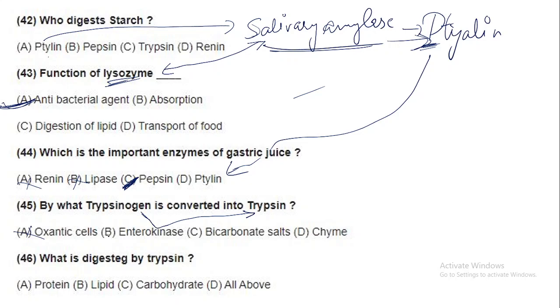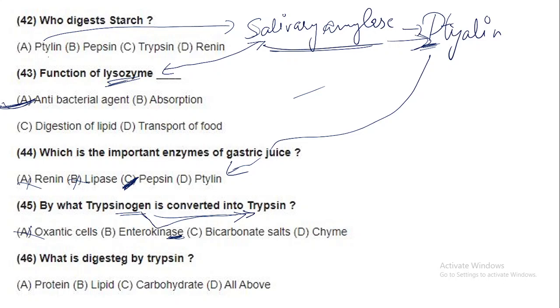Enterokinase is the enzyme produced by the crypts of Lieberkühn. Crypts of Lieberkühn are intestinal glands. This enzyme, because it ends with ASE, it's an enzyme, acts on inactive trypsinogen to form active trypsin. You remember I gave an example that trypsin is the one that wakes up first in the house and goes on waking up all the other enzymes. So, it is the enterokinase, which is the right answer.